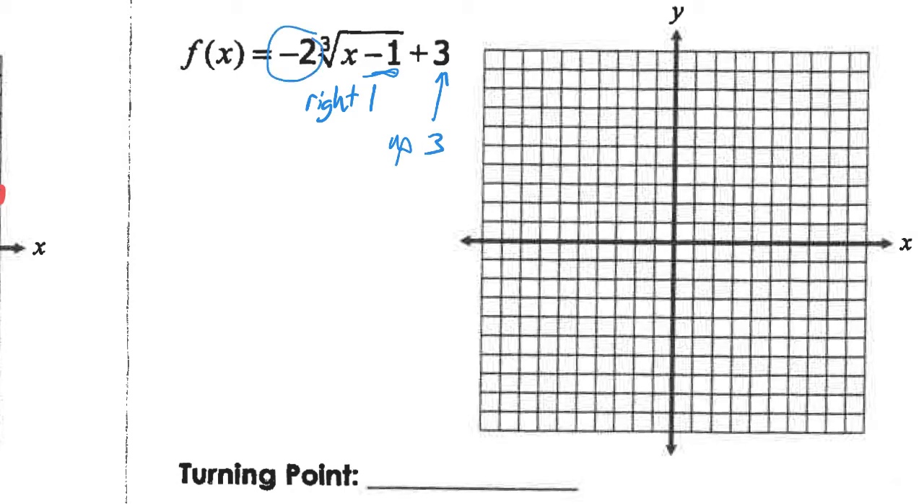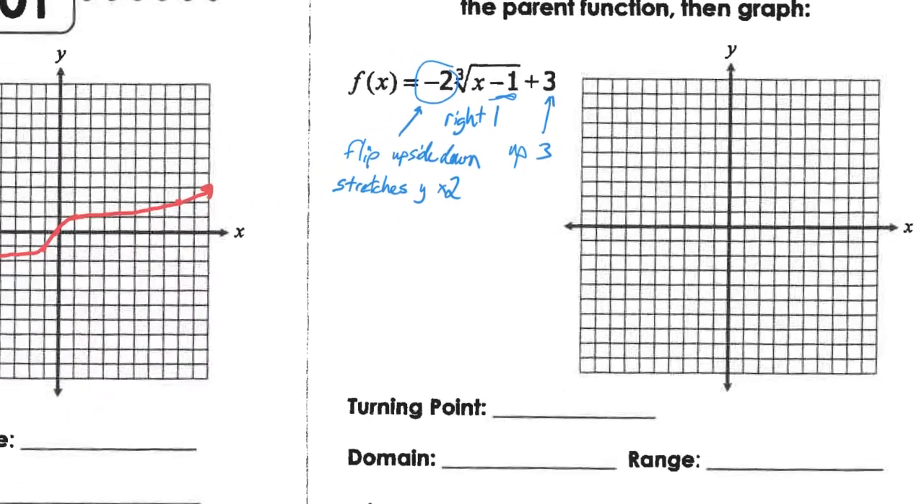This one has a -2 in front of it, so that's multiplying by -2. So this does two things. The negative flips it over upside down, and the 2 stretches it. So it stretches the y by a factor of 2. So every y value will get multiplied by 2.